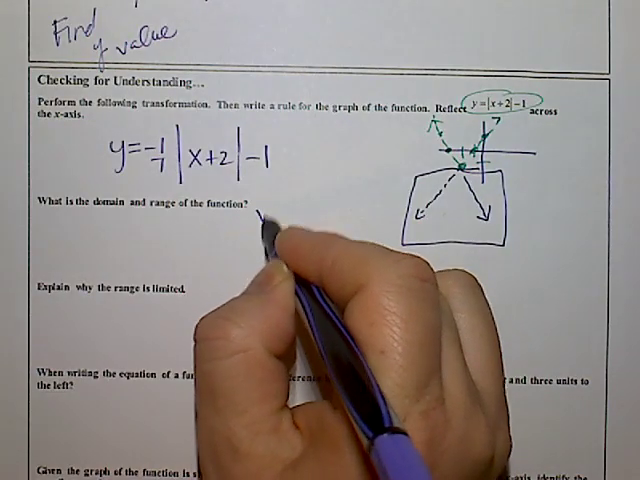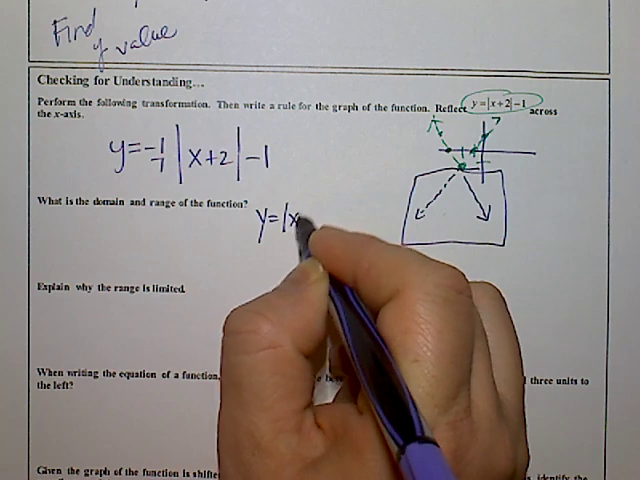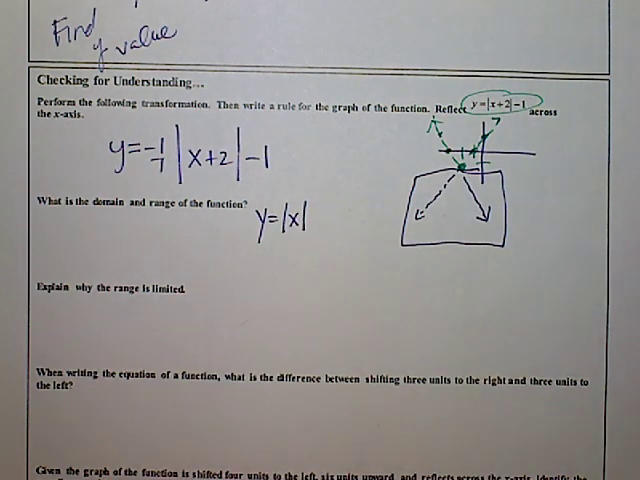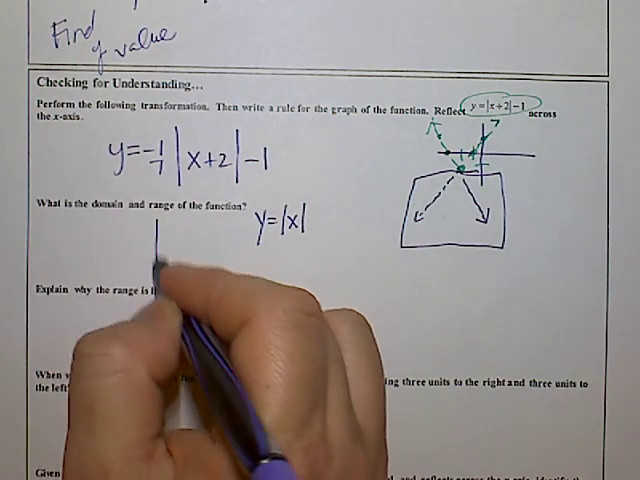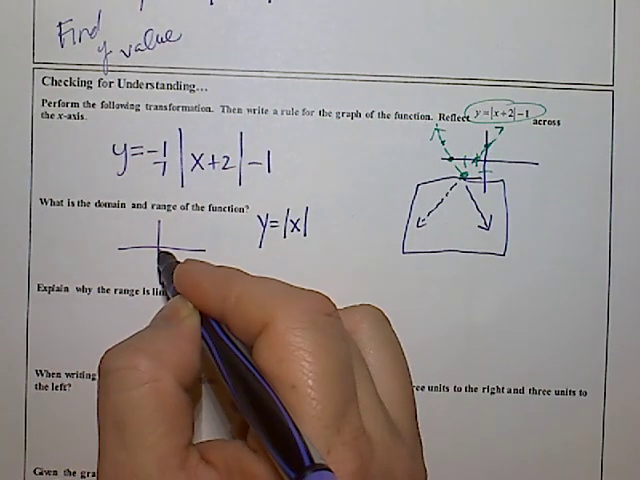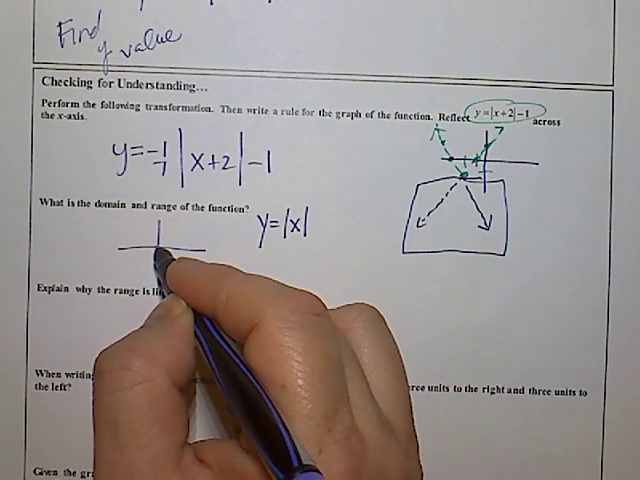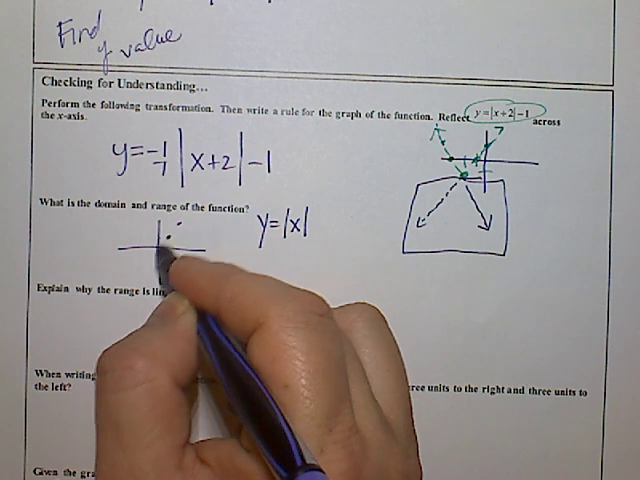All right, so this is the basic parent function of absolute value. Everything we do goes back to that. And if you're like, how do we graph that again? Okay, I'm not moving left or right or up or down. I'm just going up 1 over 1, up 1 over 1 on both sides.